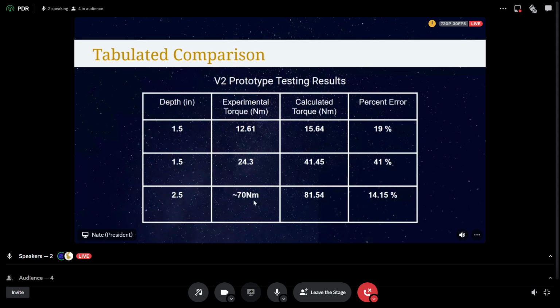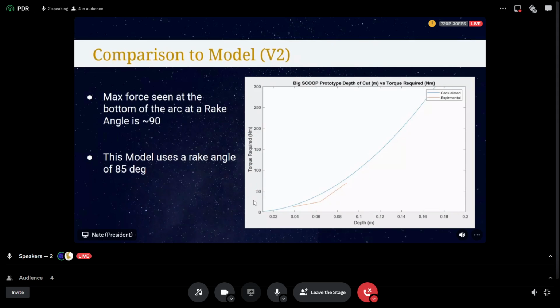That should be 2.5 and then 3.5. And you can see at a 1.5 inch depth of cut, which is about half a liter, we're seeing 15 newton meters, and that's jumping up all the way to 70 newton meters at a 3.5 inch, which is still only 1.5 liters of volume collected. And you can see this error related to the model.